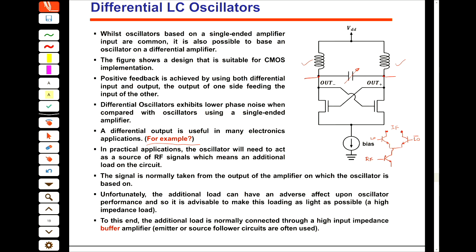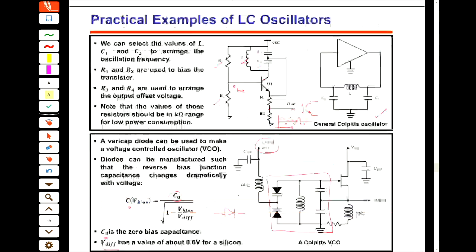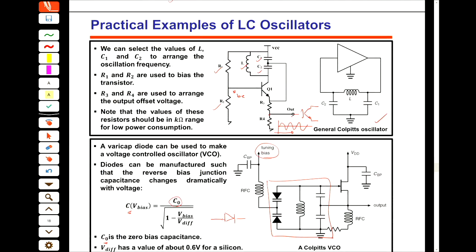So to avoid this, we always put a buffer after our oscillator. Then we isolate our oscillator from the parasitics coming from the next stage. For example, here we should put a buffer, and then out of that buffer we get the signal from our oscillator. Then the parasitics of the mixer or the next stage do not affect the resonant frequency that you get from your oscillator.